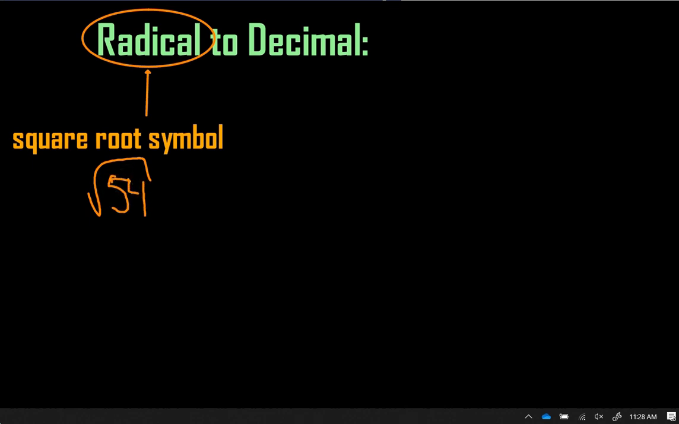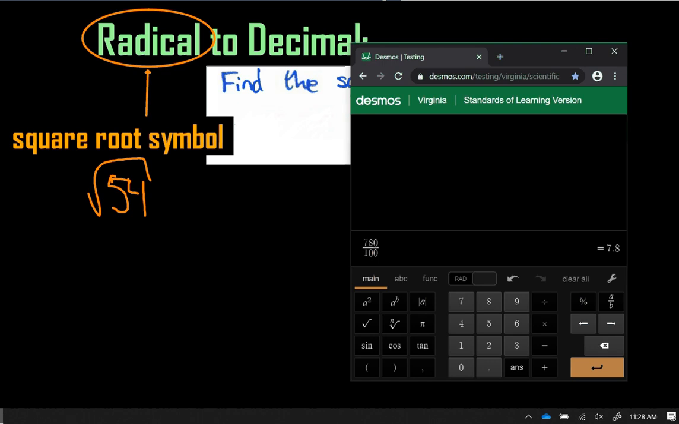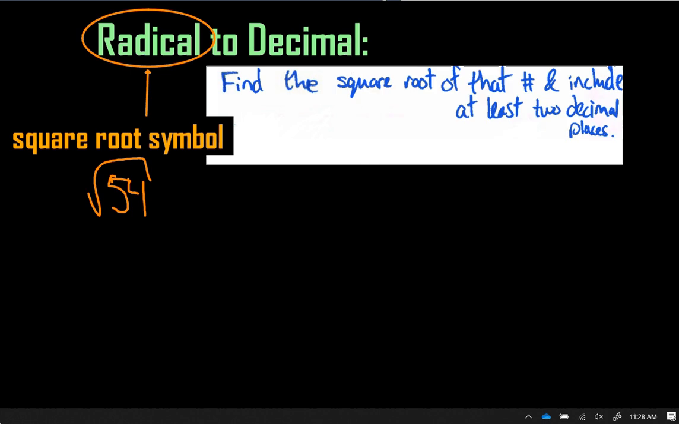So how do we do this? Well, all you have to do is find the square root of the number and be sure to include about two decimal places. This makes it easier for us to evaluate and compare those other values. So again, if I take that Desmos calculator, I'm going to type in the square root symbol, and I'm going to say of 54, and let's say, again, I only need those first two decimal points, so I'm going to say it's about 7.34. So I'm going to use that approximation symbol.